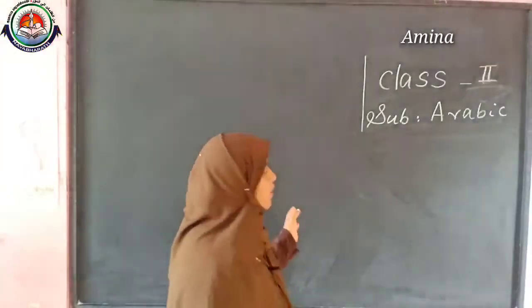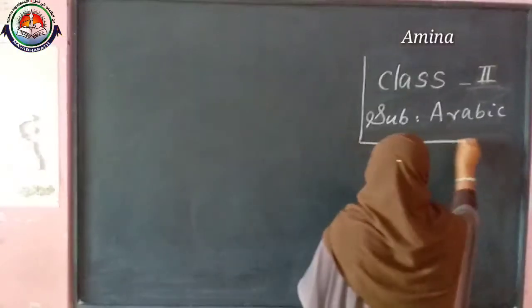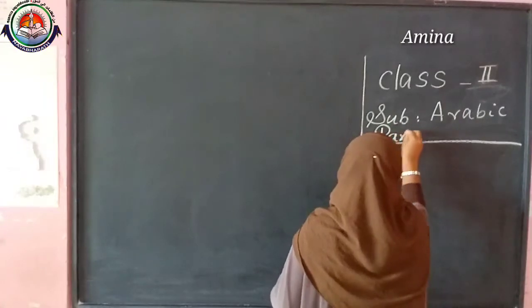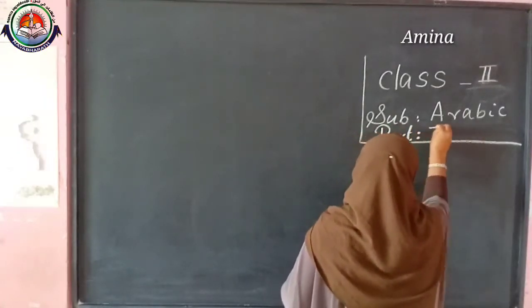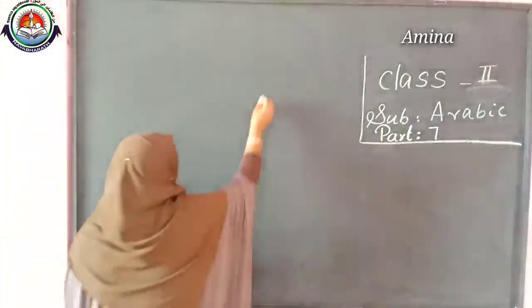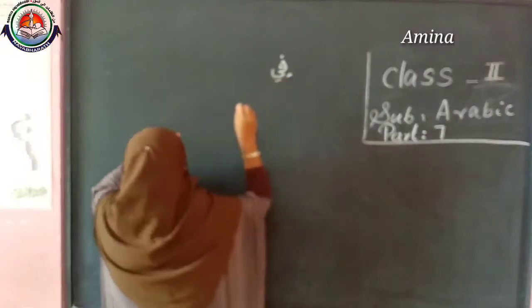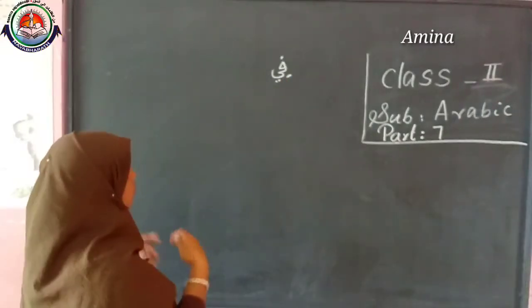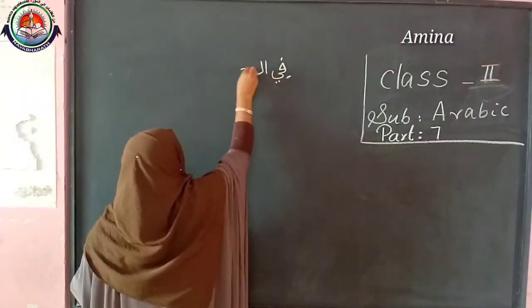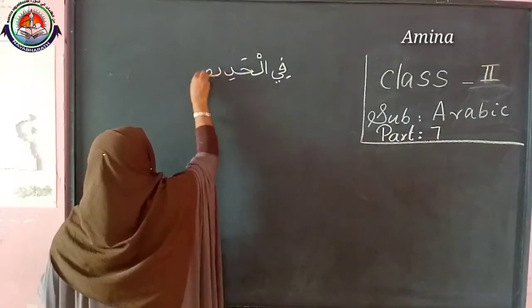Then now we are going to take part 7, our 7th period. Our lesson name is Fil Hadika. This is our first unit. We haven't moved from this lesson until now. So many things we learned in this chapter.